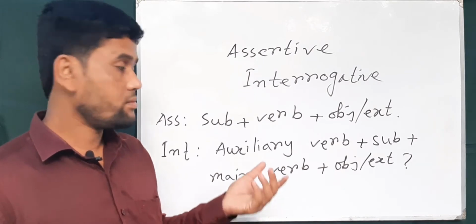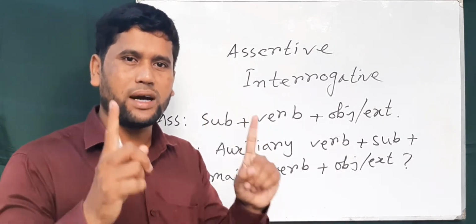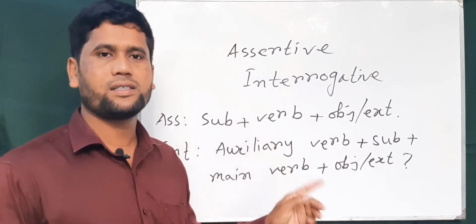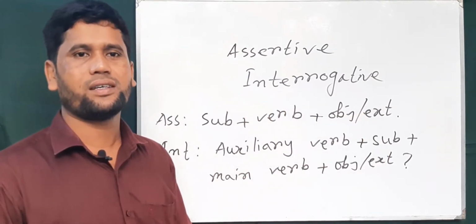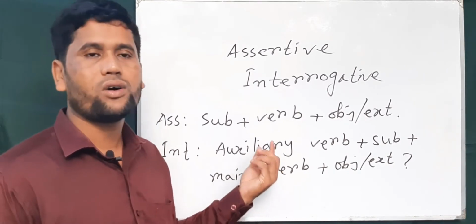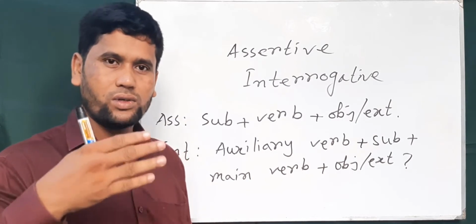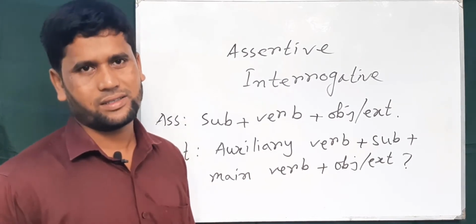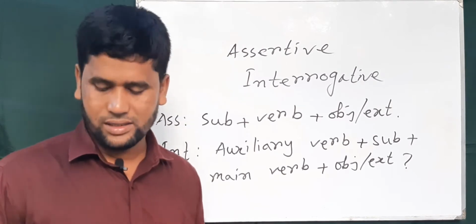So, it's the basic thing that you must know. Assertive sentence starts with subject and verb, but interrogative sentence starts with auxiliary verb plus subject. So, you know these basic things. Okay. So, we can start our other things.